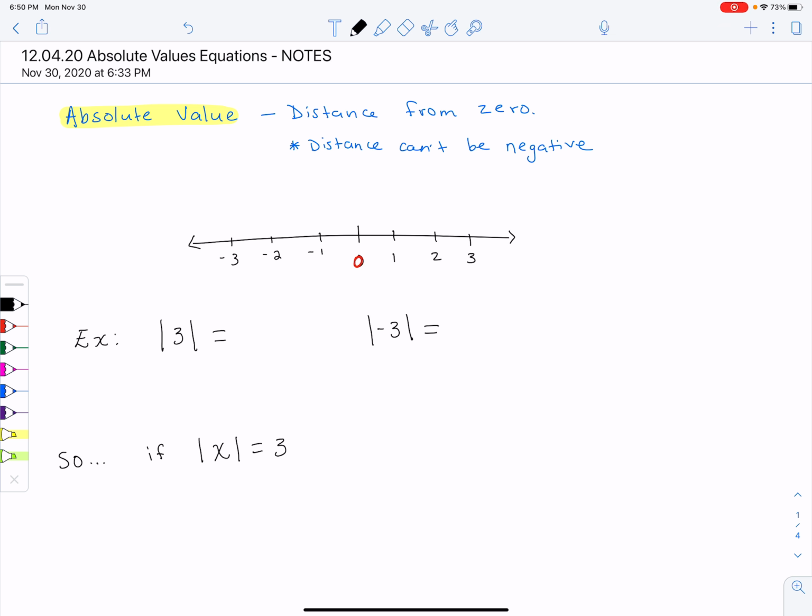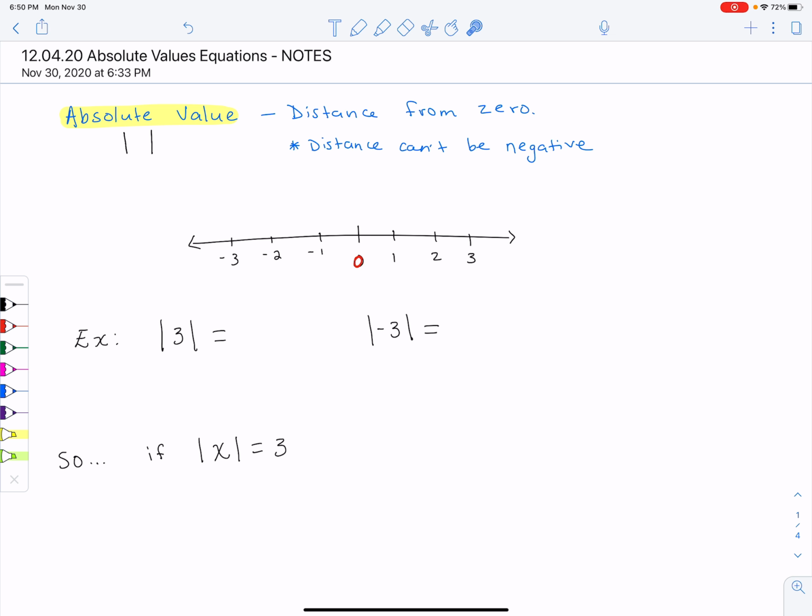The symbol for absolute value is these two vertical bars. And by definition, absolute value just means distance from zero. That's all absolute value is. A lot of you might remember it as it can't be negative, because distance from zero can't be negative.